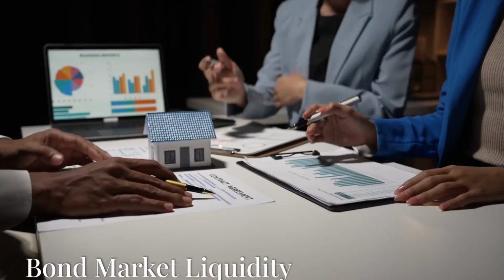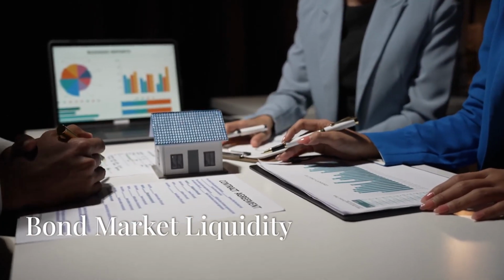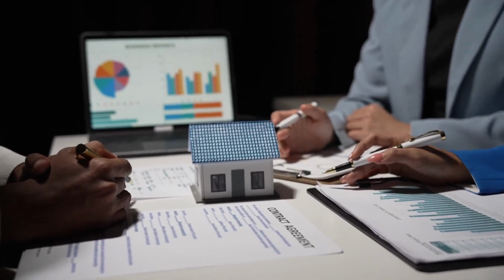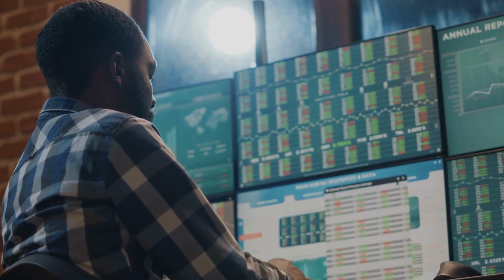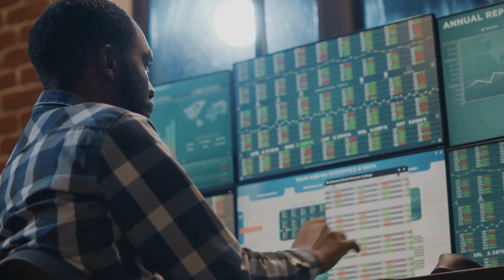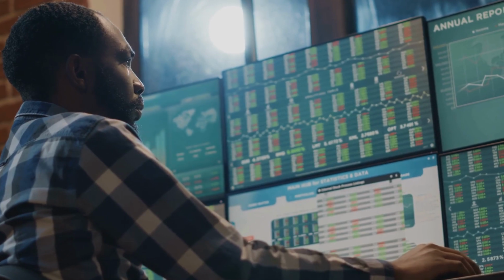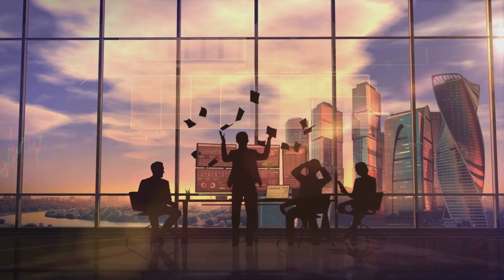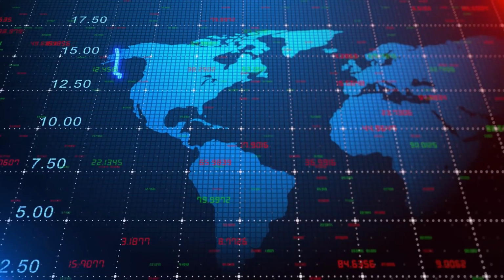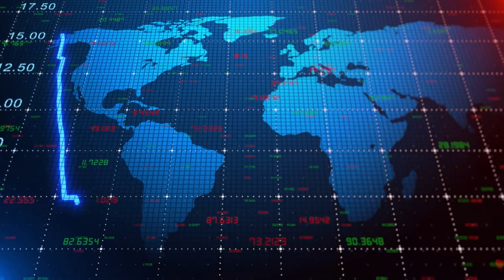Mortgage lenders often sell the loans they issue to investors in the secondary market, such as through mortgage-backed securities, MBS. The demand for these securities can impact interest rates. If demand for MBS is strong, lenders may lower rates, and if demand is weak, rates may increase to attract investors.